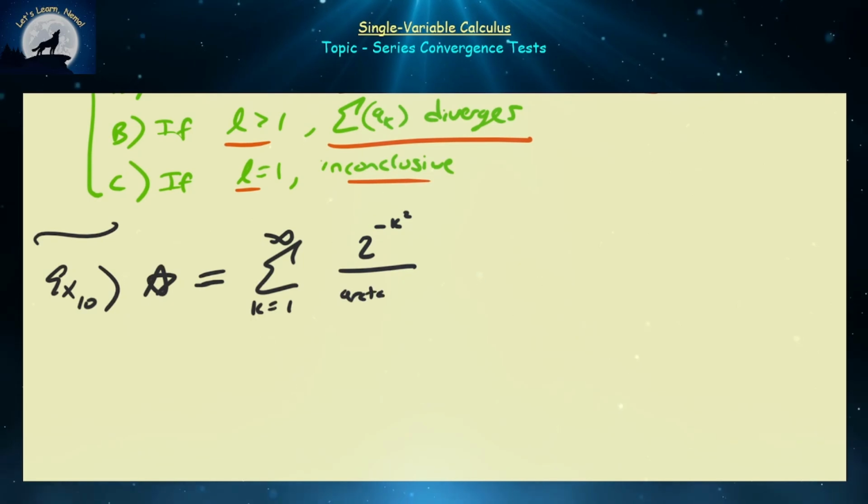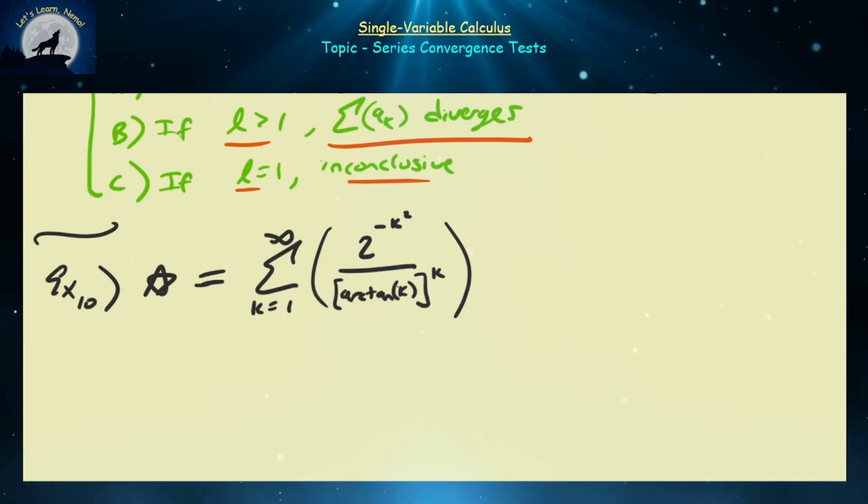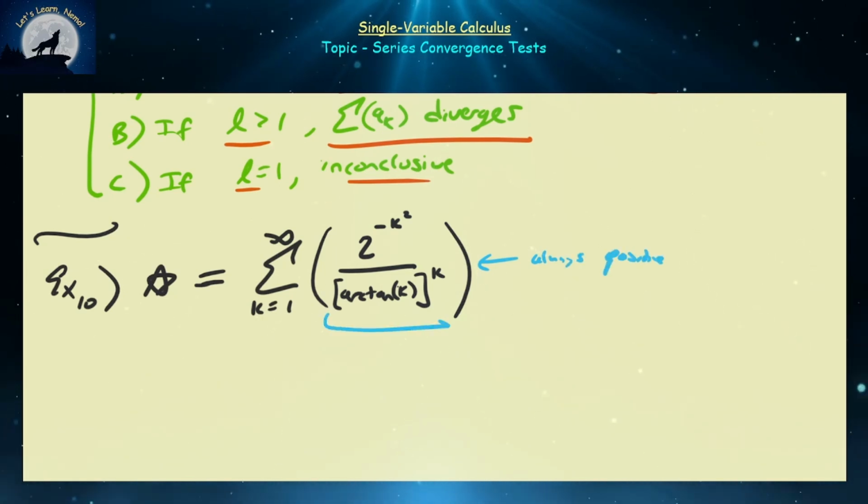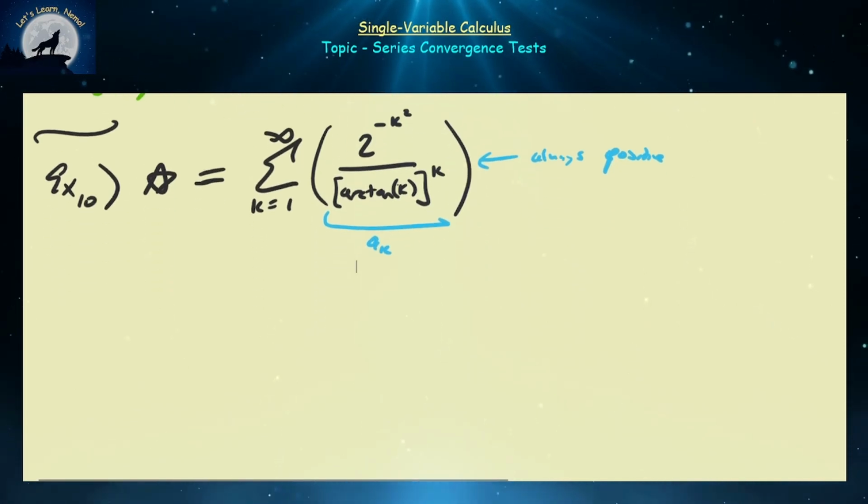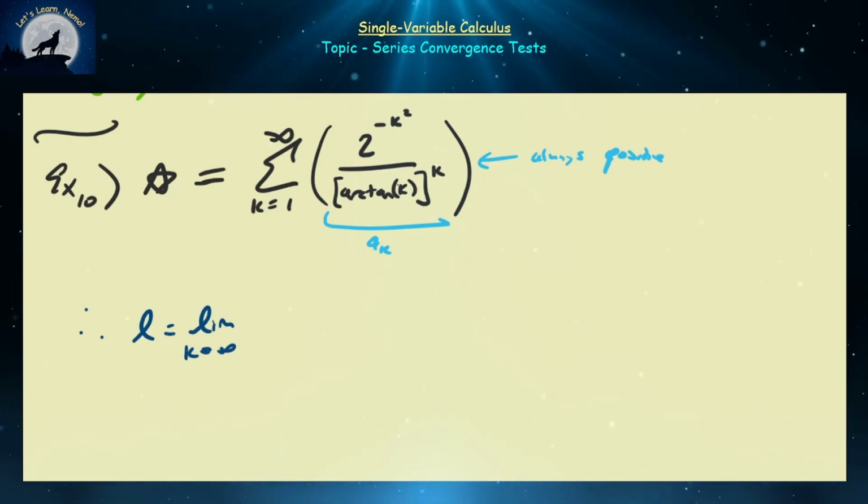and then let's assume that we have the arctangent of k all raised to the power of k in the denominator. It's very important to note that this is always positive. This is going to be our a_k, so the absolute value isn't really going to be much of a problem for us. So let's look at our special L. This is going to be the limit as k goes to infinity of the kth root of the absolute value of a_k. So what is this going to be?